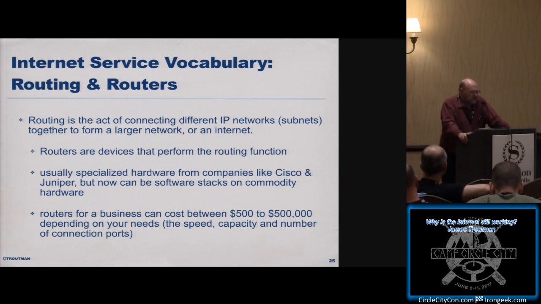Typically, you'd buy them from companies like Cisco or Juniper. These days, you can run software stacks on commodity hardware. There's all sorts of open source BGP implementations. Some of them are quite good. Depending on your needs, you can spend $500. You can spend $500,000. Seriously.